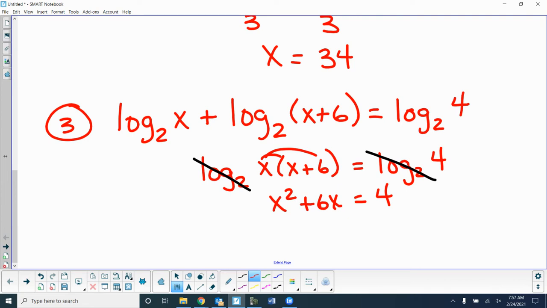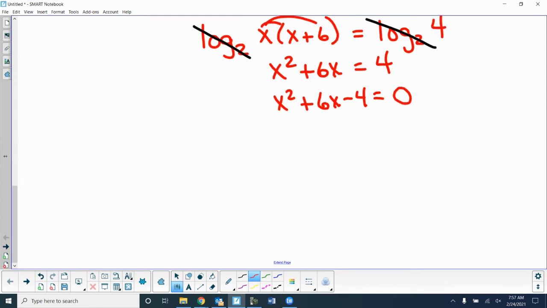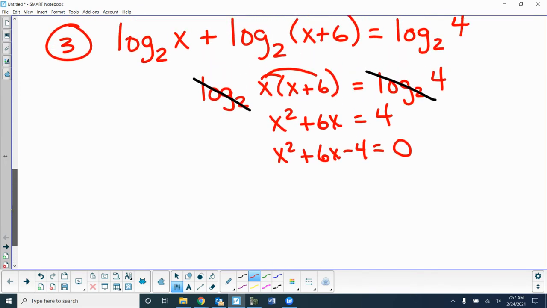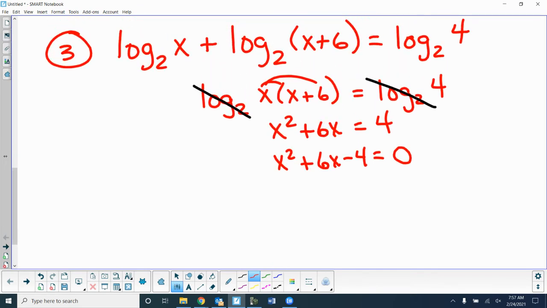Now, since it's x squared, we call it quadratic. We've got to set it equal to 0 to solve it. We've got to subtract that 4 over. And the first thing I would try to do is to factor it. But when I try to factor that, there are no factors of -4 that will add up to +6. So I'm going to have to use the quadratic formula, right? So I have to use this.